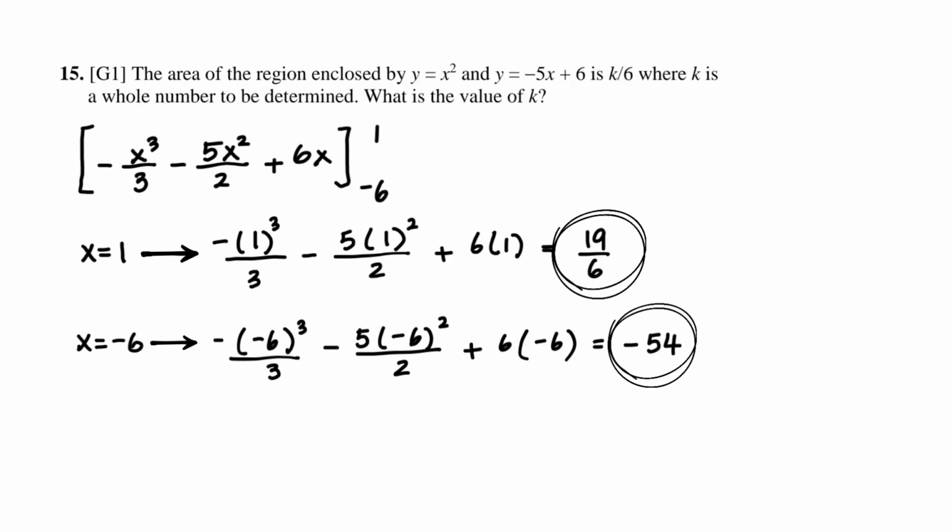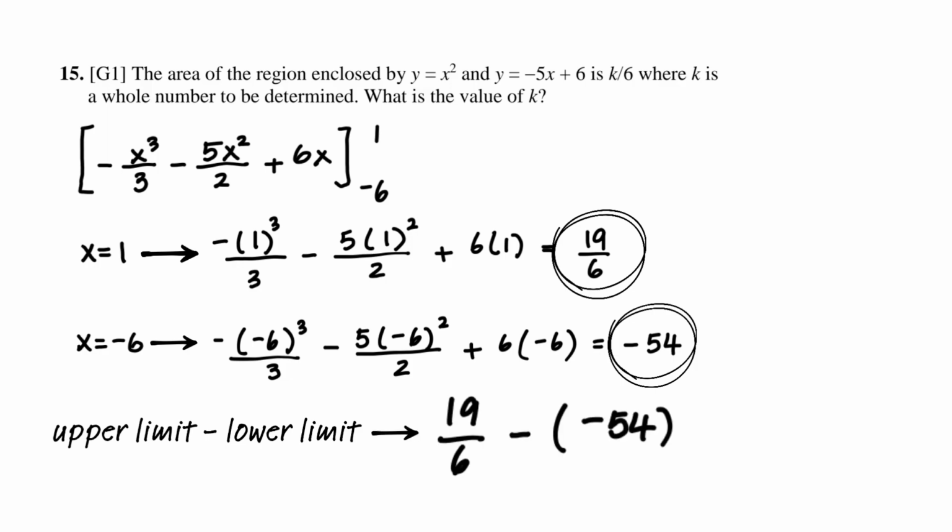We know that our formula is upper limit minus lower limit. So 19 over 6 minus negative 54 equals 343 over 6. And since they want the value of k in k over 6, now we know that k equals 343.